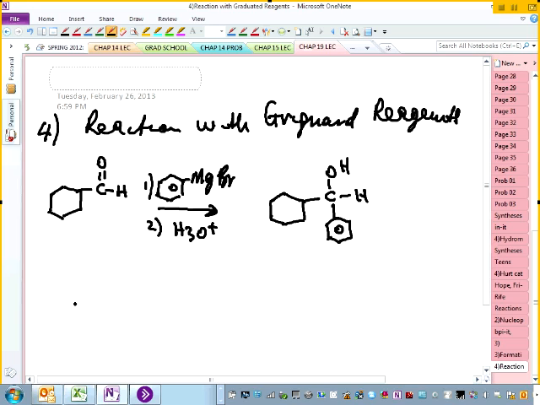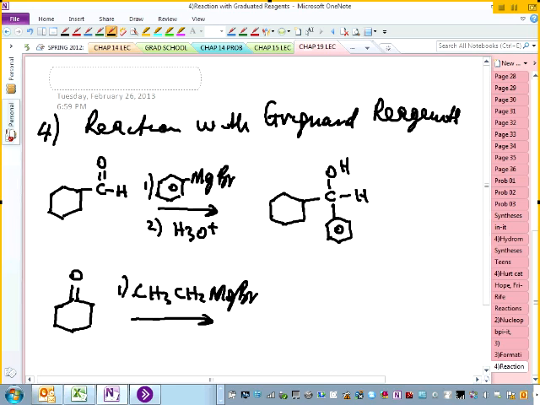And of course, if you have a ketone, here we have a ketone, let's use ethyl magnesium bromide. Step one, and we follow that up with hydronium ion. Now, what do we get? A tertiary alcohol. Very good. Okay, so that is reaction number four, right?